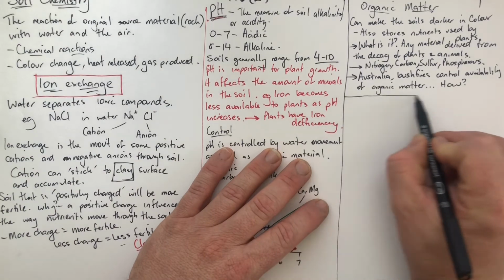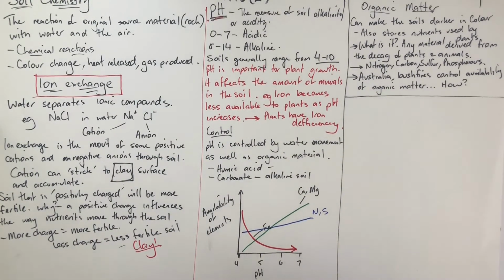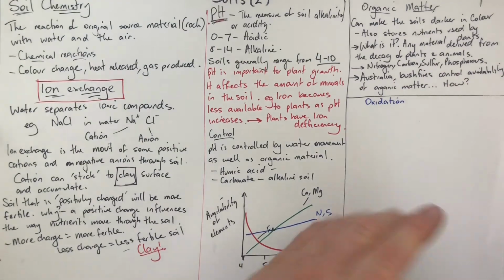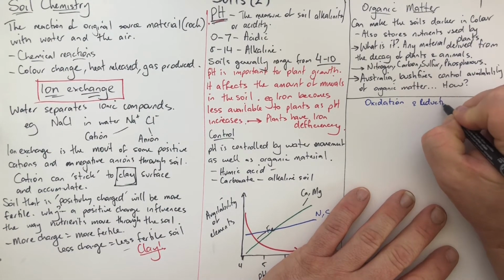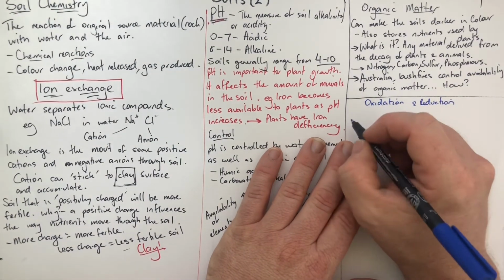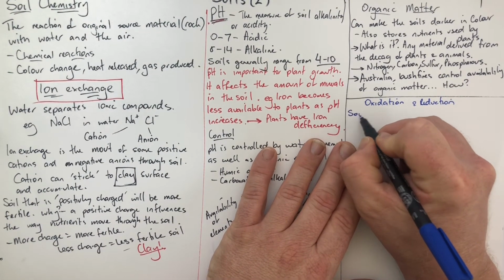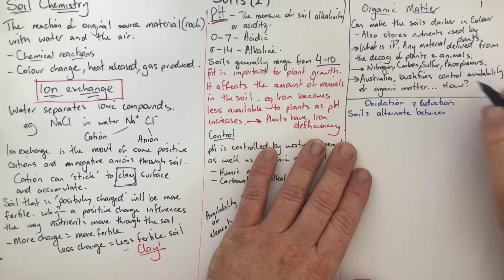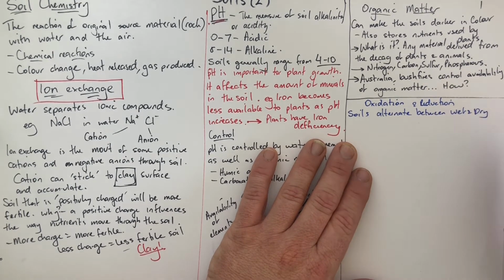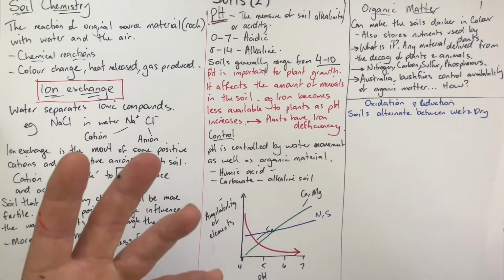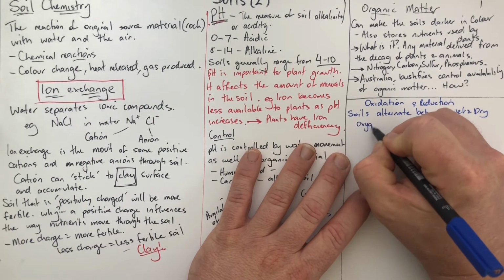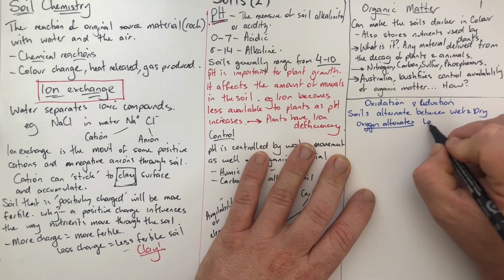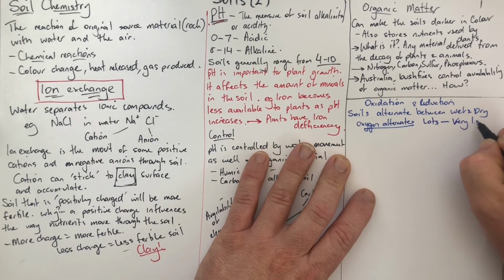Okay, let's go on to the last one. Our last little bit of chemistry, I guess you could say. I'm going to do this in blue, and this is oxidation. What's the opposite of oxidation? Or reduction. So back to year 10 chemistry here. As soils alternate between wet and dry, they go from a lot of oxygen to very little oxygen. From lots to very little.